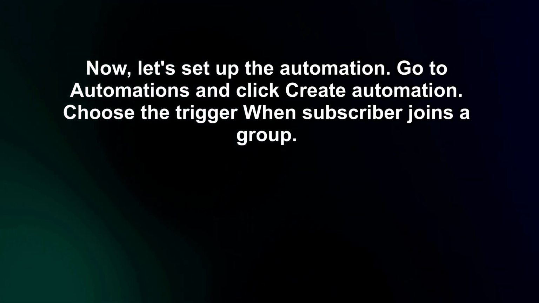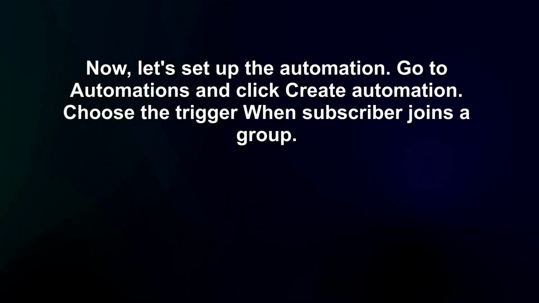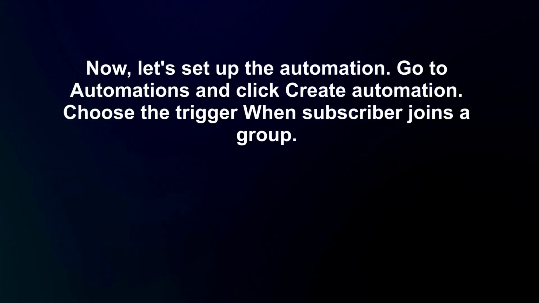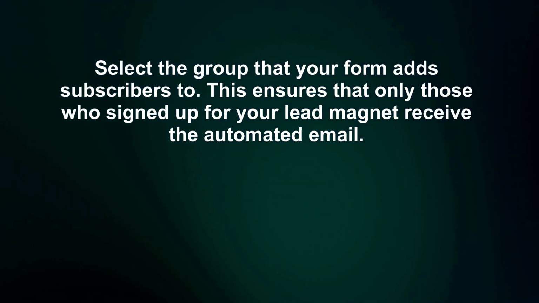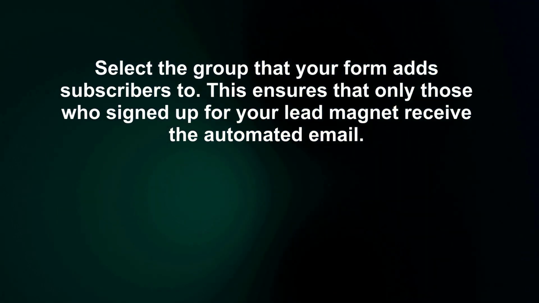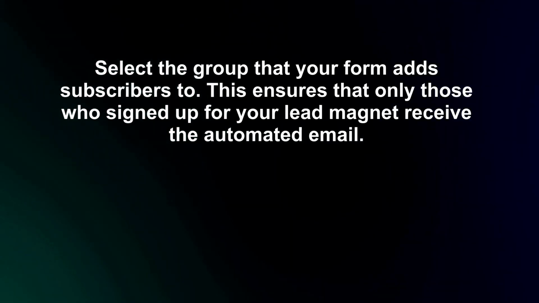Go to Automations and click Create Automation. Choose the trigger when subscriber joins a group. Select the group that your form adds subscribers to. This ensures that only those who signed up for your lead magnet receive the automated email.